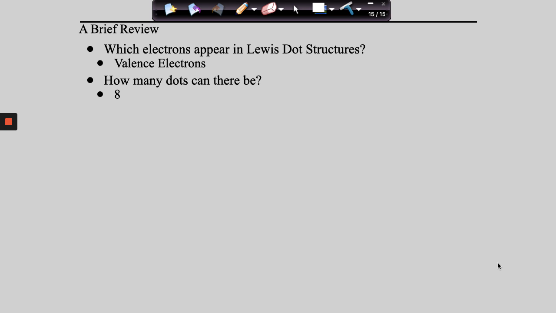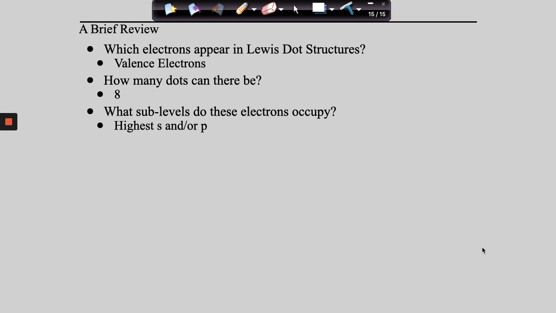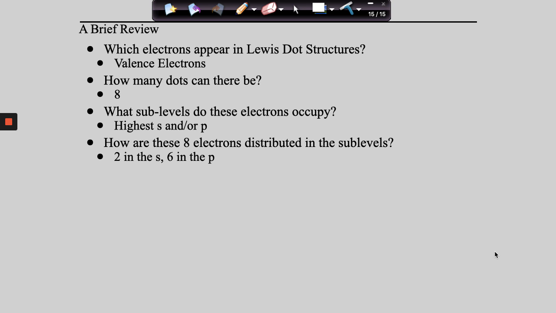The reason that there are 8 is because these electrons exist in the highest s and/or p sublevels. And as we break those sublevels down, we understand that these 8 electrons are distributed within these sublevels. There can be 2 in the s sublevel, there can be 6 in the p sublevel, and as a result, that gives us a total of 8 electrons.